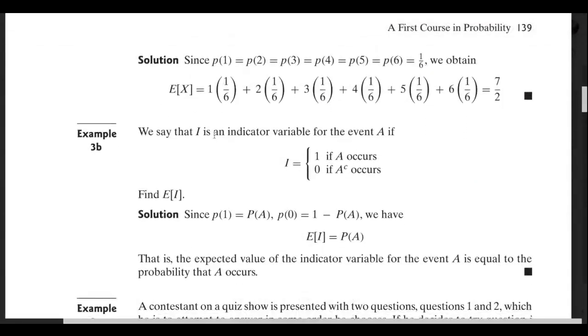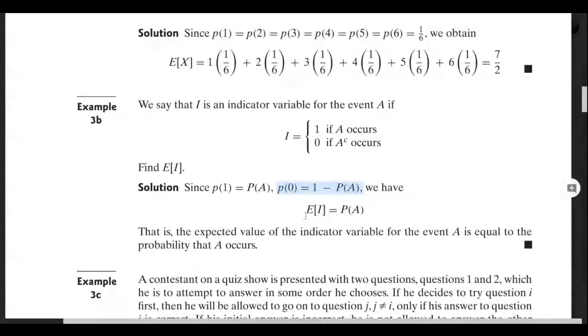So in the next example, we see that I is an indicator variable for the event A, which has 2 values: 1 if event A occurs, 0 if the complement of A occurs. We want to find the expected value of this I. So the probability of 1 equals the probability of A, because A occurs. The probability of 0 equals the probability of the complement of A, which is 1 minus the probability of A.